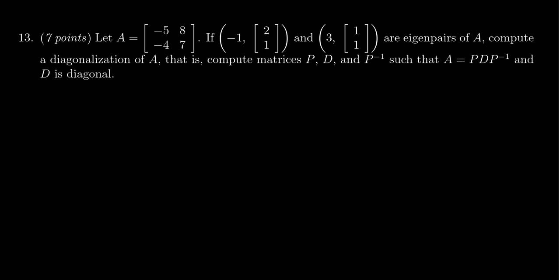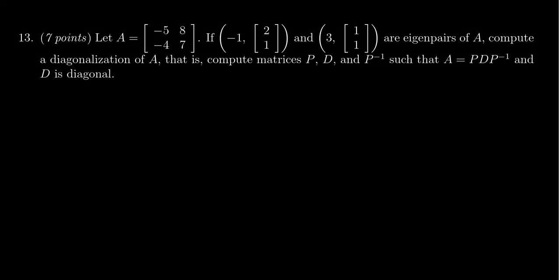In this video, we will present the solution to question number 13 from practice exam number 3 for Math 2270. We're given a matrix A, which in this case is 2 by 2. It's negative 5, 8, negative 4, 7. We are given eigenpairs for A. That is, this is an eigenvalue with a corresponding eigenvector. Here is another eigenvalue with its corresponding eigenvector.